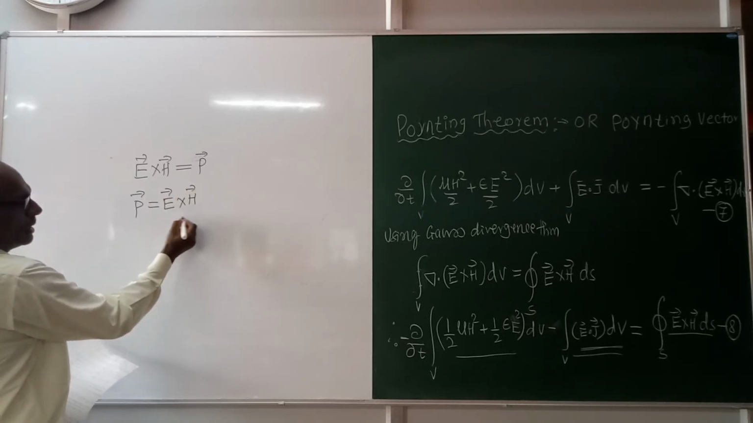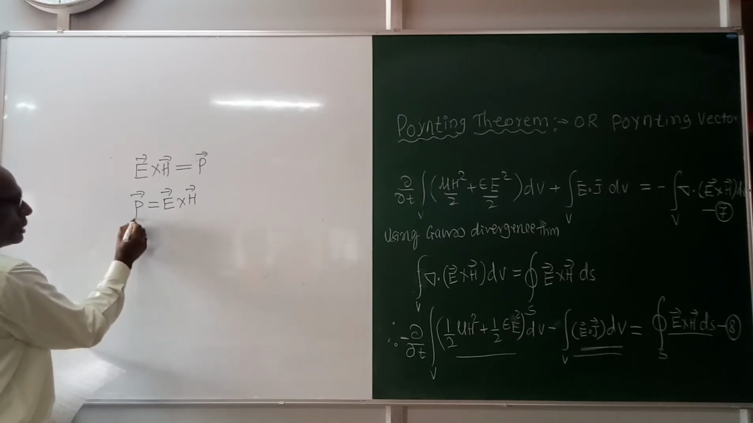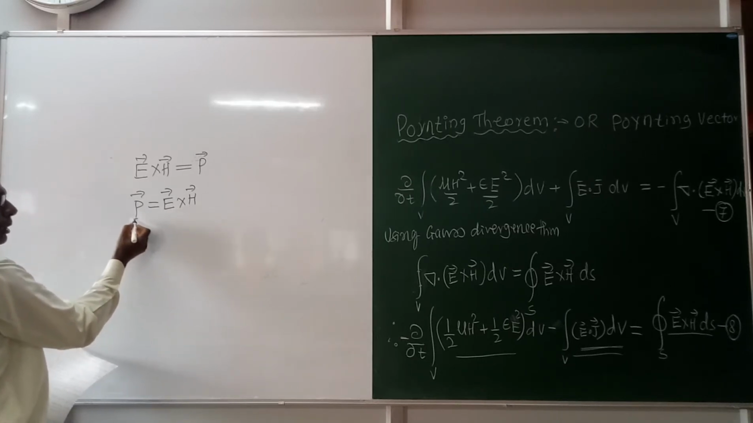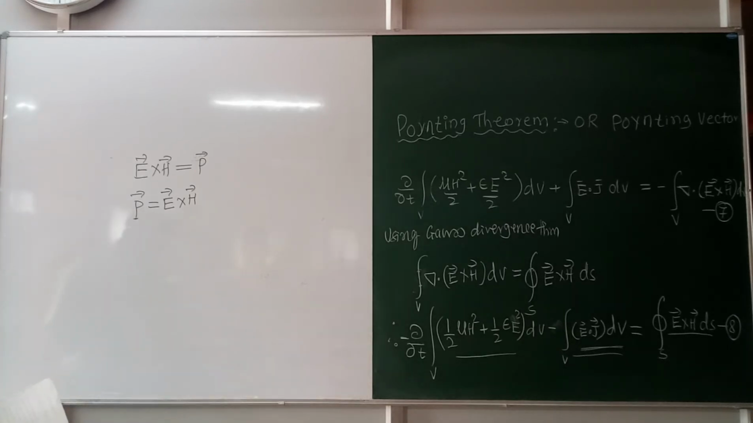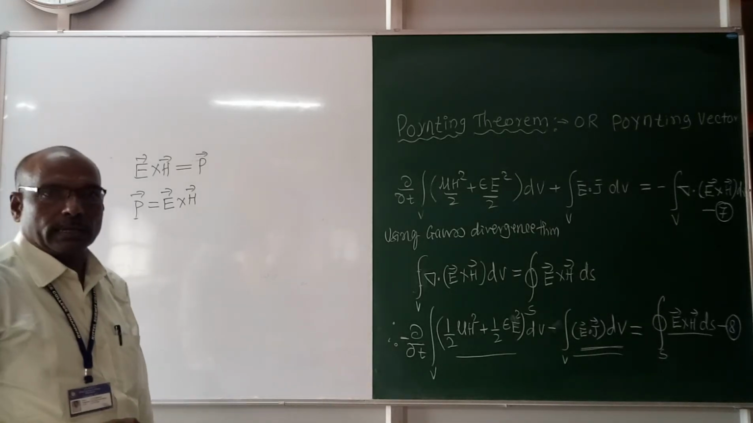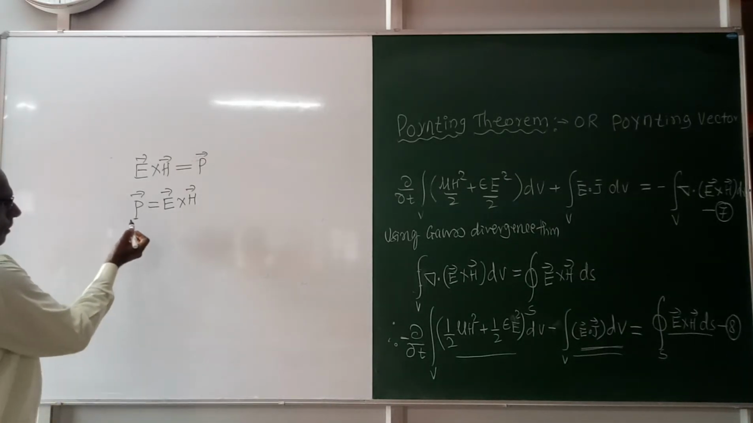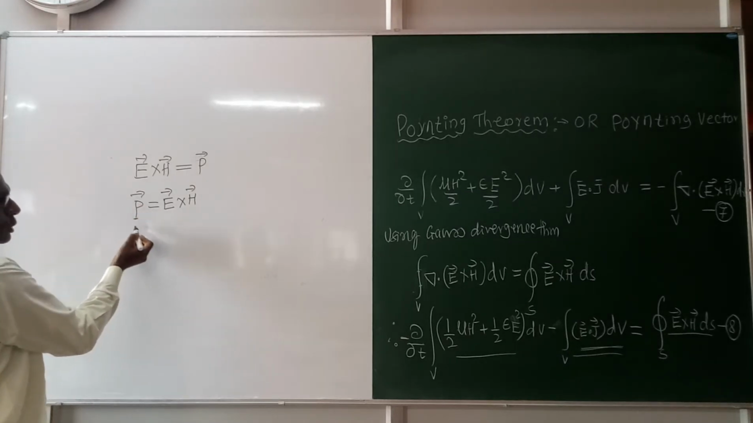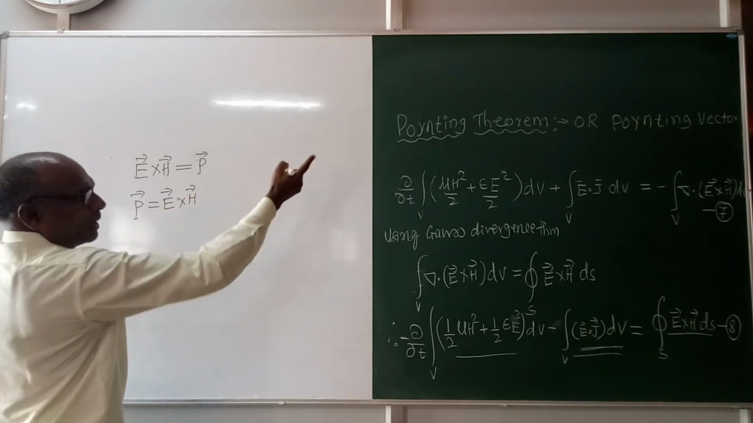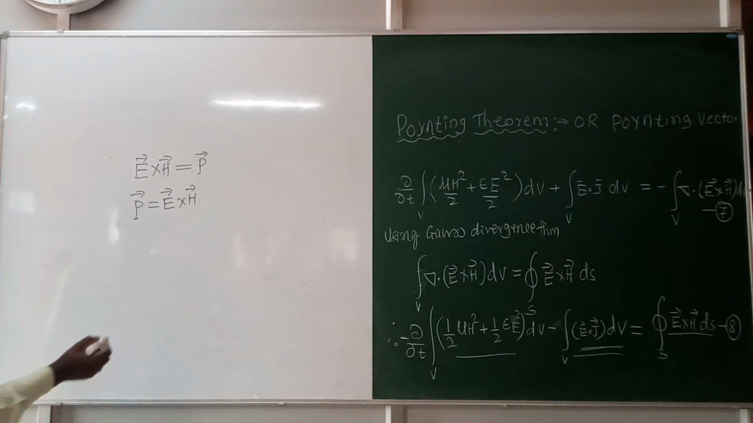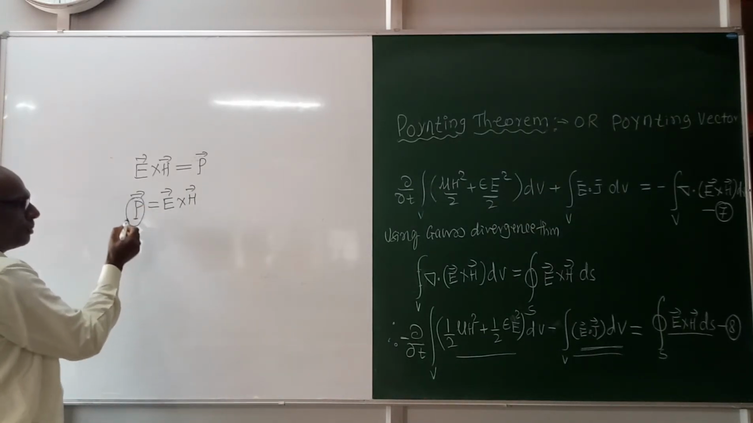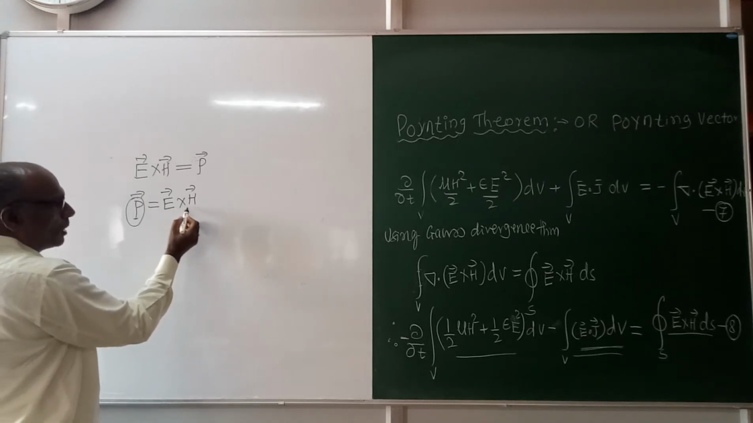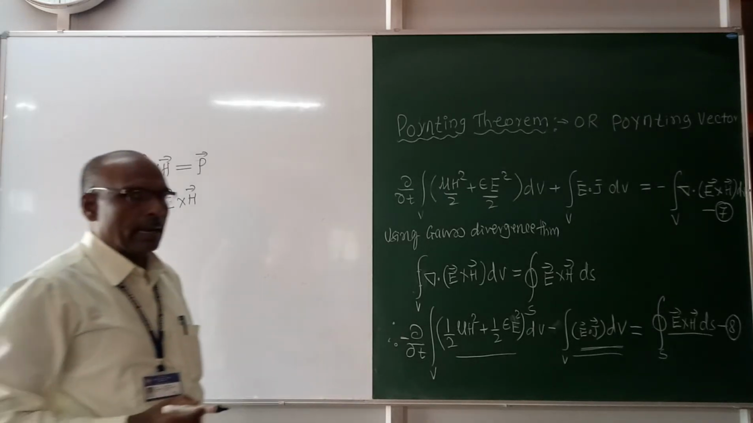E is electric field intensity, H is magnetic field intensity, and the cross product of these two is a vector, and that is known as the Poynting vector. What about the direction of this? E is a vector, H is a vector, P is also a vector. What is the direction of vector P? This vector P is called the Poynting vector. The direction of this Poynting vector P is perpendicular to both E and H.